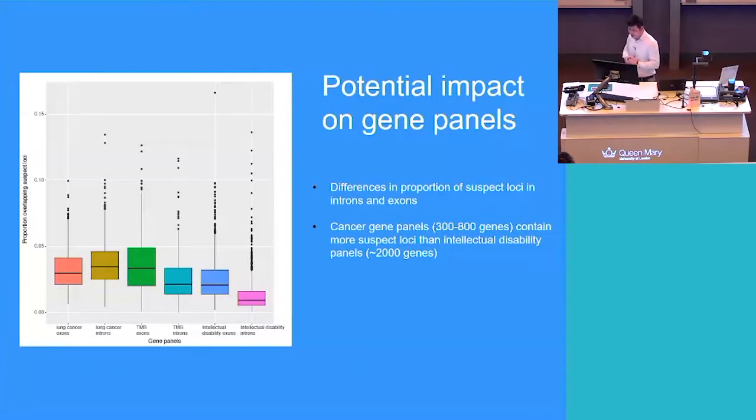So the relevance of this is that we also looked at some gene panels, and we found different proportions of suspect loci in the gene panels. There were differences between exons and introns, which is quite interesting. We're looking into that. And then there were also differences between cancer gene panels and other panels of neurological disorders. We found a high proportion of these suspect loci in the cancer gene panels compared to the intellectual disability panel that we found in PanelApp, consisting of about 2,000 genes.